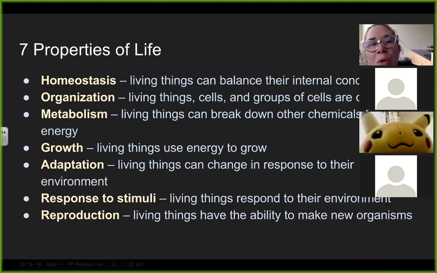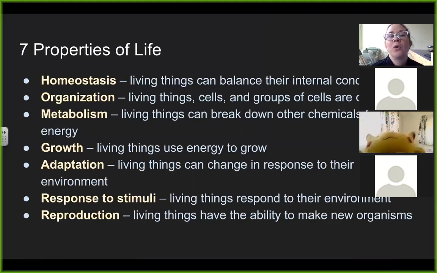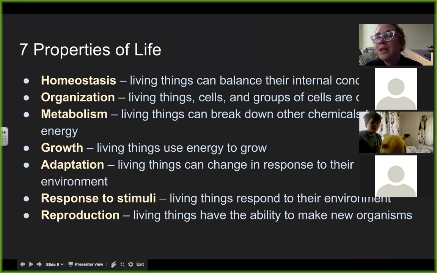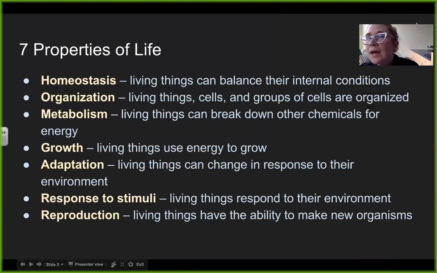So there are 7 properties of life that scientists for the most part agree on. You guys said a lot of these. These are maybe different words than you may have used, but homeostasis, right? That means all living things can balance their internal conditions. So that would be breathing. That would be for us, our body temperature. We have the same temperature, right? Your body has to work all day to keep the same temperature. Sometimes you're sweating, sometimes you're shivering, right? So that you can keep that temperature.